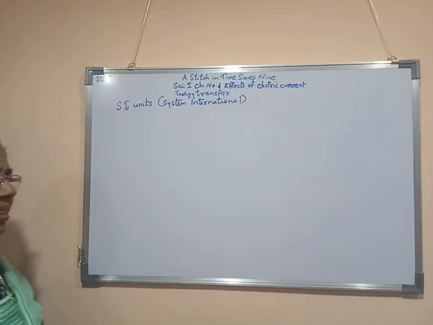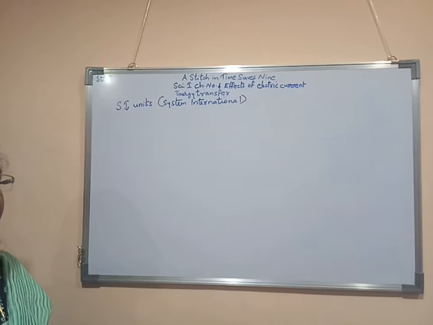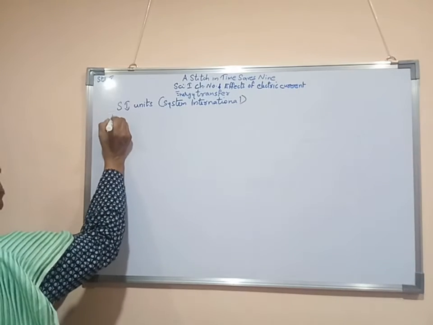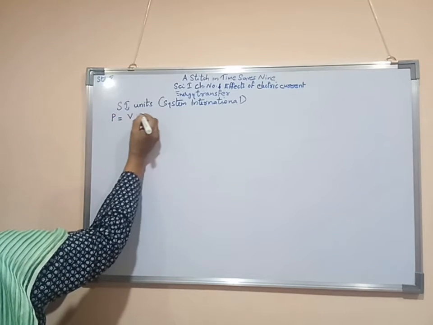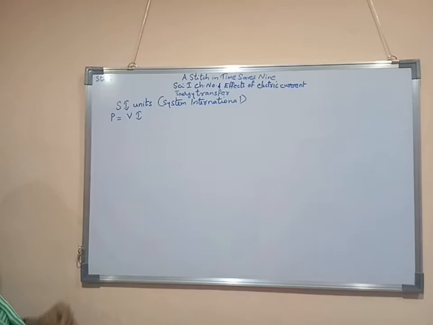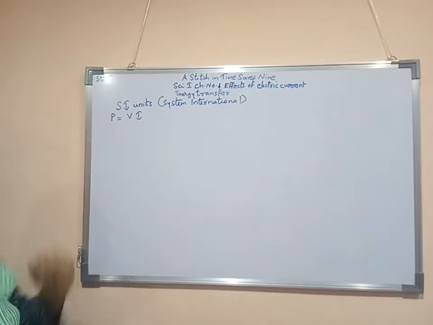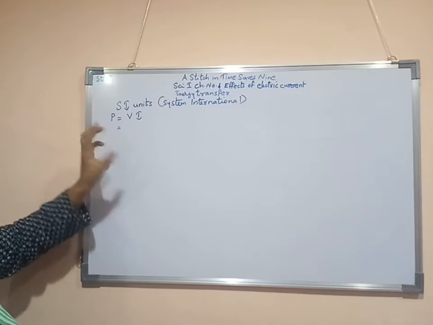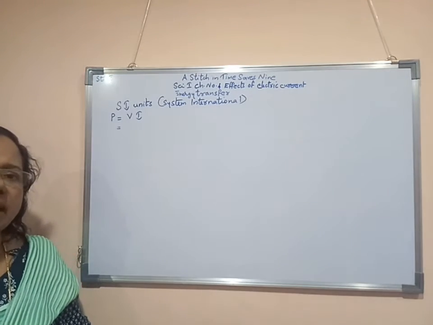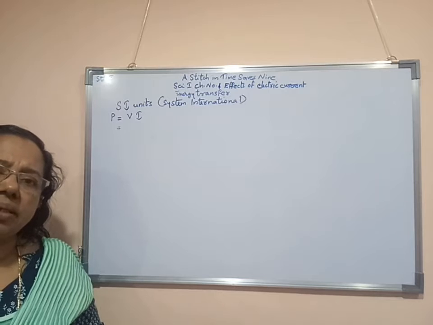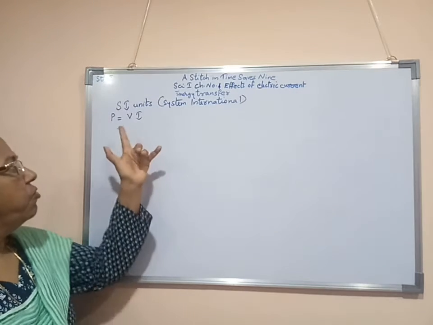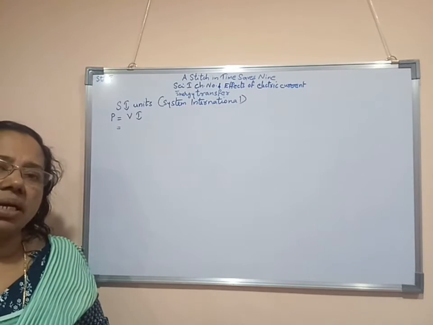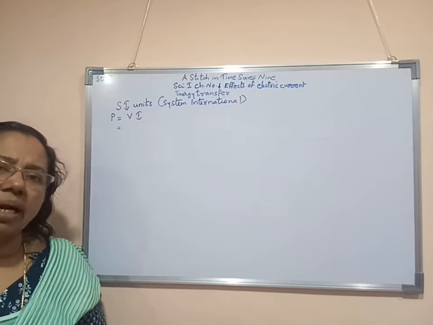Now first we will study P is equal to VI. Here P means the power generated by a device. For finding that, the potential difference is multiplied with the current flowing, how much current is flowing, that we have to multiply.